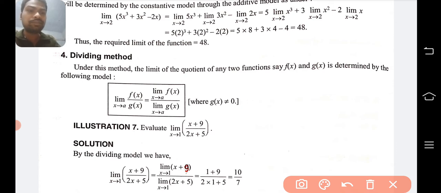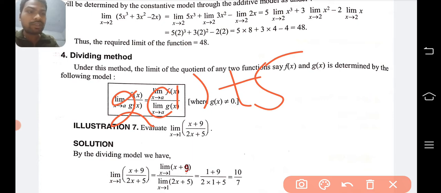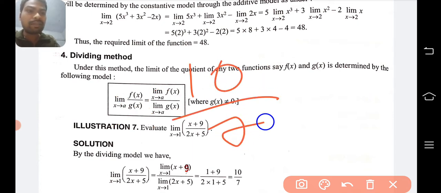Here it is written that the limit x tends to 1, okay, and our numerator is x plus 9 and denominator is 2x plus 5. So we'll put the limit x tends to 1 for x plus 9 separately, and the limit x tends to 1 for 2x plus 5 separately, and we will calculate. If you put x equal to 1 here, then what will happen? We'll get 1 plus 9. Then if you put x equal to 1 here, then what will we get? 2 into 1 plus 5. Okay, so the value of the function would be 10 divided by 7.